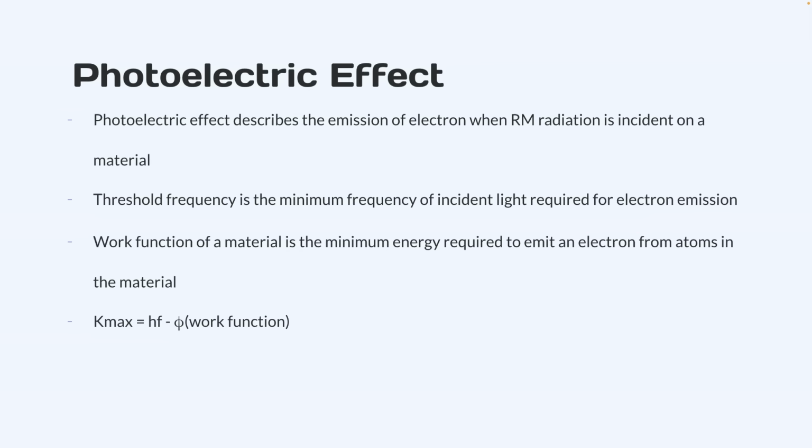So the max kinetic energy is equal to hf, the energy of the photon, minus the work function. This is just normal conservation of energy. The photon will come in with some energy. It uses some of the energy for the work function, and the rest of the energy is transferred to the electron.